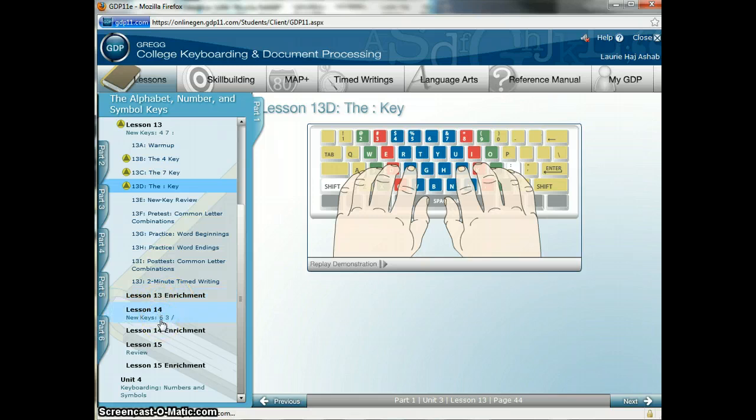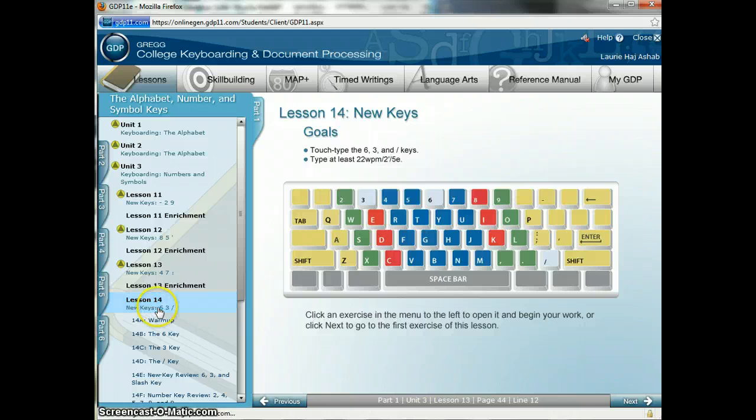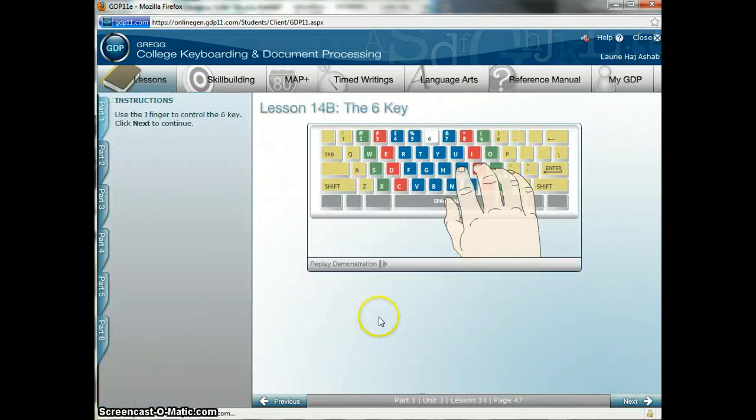We're going to learn the numbers, the 6, the 3, and the diagonal or the forward slash. Okay? To start out with, we're going to practice the 6. The 6, you're going to be reaching up with your J finger. So it's 6, go back to the home row, 6, 6, 6.